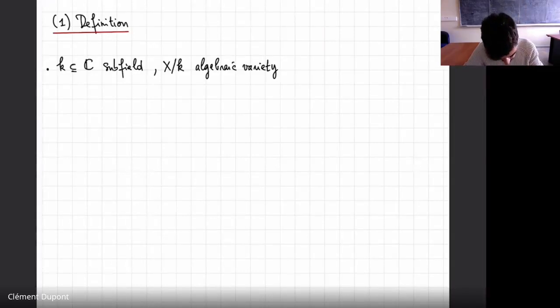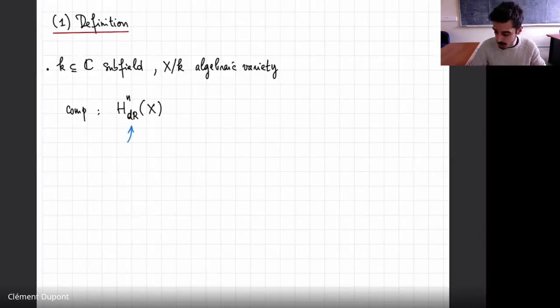So it looks like this. You have something called the comparison isomorphism that I will denote by comp. It relates de Rham cohomology and Betti cohomology. So let me start with de Rham. De Rham cohomology of X is algebraic de Rham cohomology, meaning, if X is smooth, let's say, it's the hypercohomology of X with coefficients in the algebraic de Rham complex, the complex of algebraic differential forms on X. And if X is smooth and affine, it's just the cohomology of the usual de Rham complex, except that you only take global algebraic forms on X. Okay, so that's algebraic de Rham cohomology.